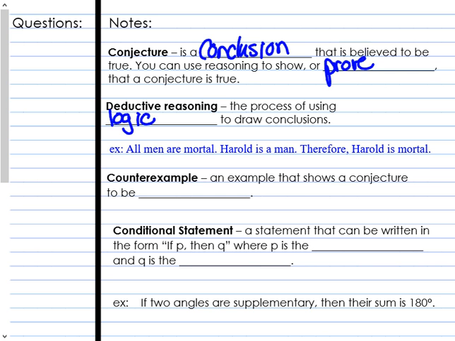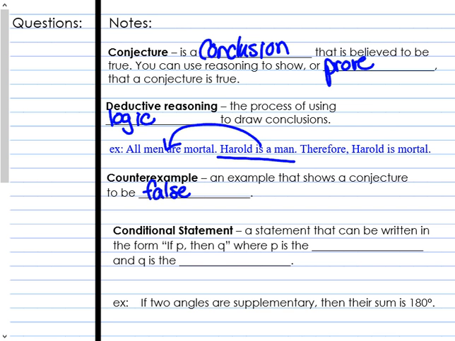For example, if I were to say all men are mortal, that means all men die. All men are mortal. Harold is a man, therefore Harold is mortal. Okay? Harold is a man, which means he is mortal because all men are mortal. A counterexample is an example that shows a conjecture to be false. And when we use a counterexample, we're saying, oh, that's not true.